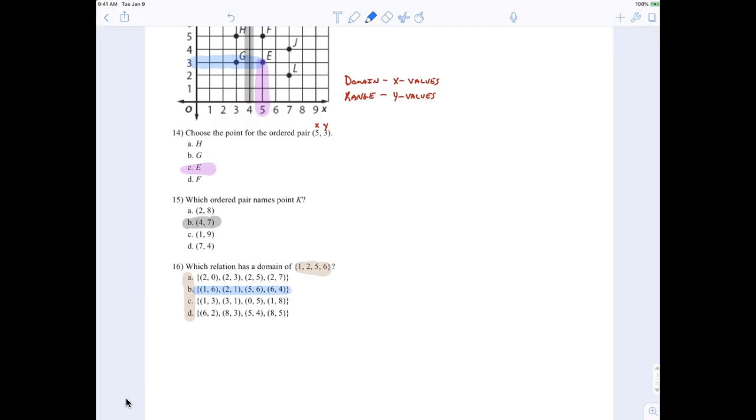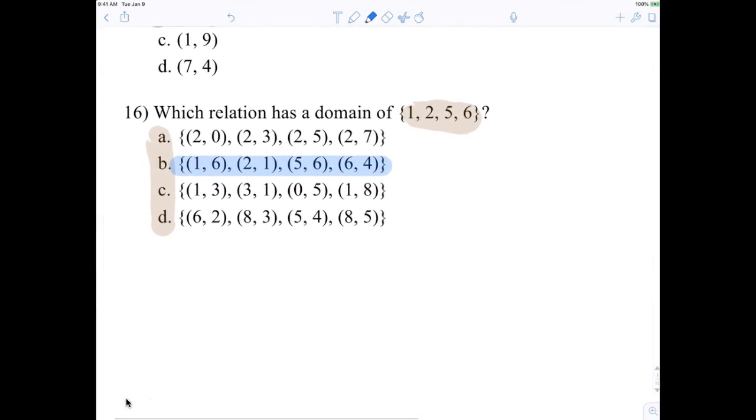All right, that's what we think the answer is. So look right here. The X values: 1, 2, 5, 6. Look how simple that is. That is referred to as the what? Domain. If I said, what's the range of letter B? Chloe, tell me what the range would be. 6, 1, 6, 4. Exactly. 6, 1, 6, and 4.